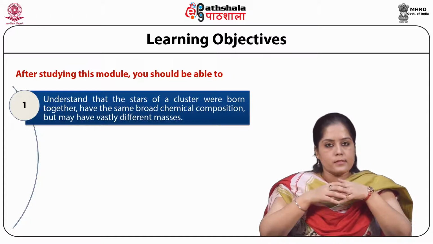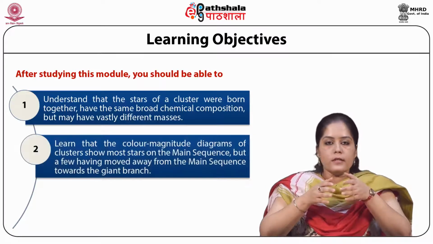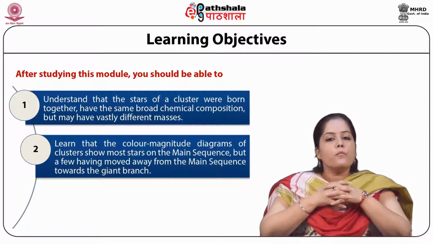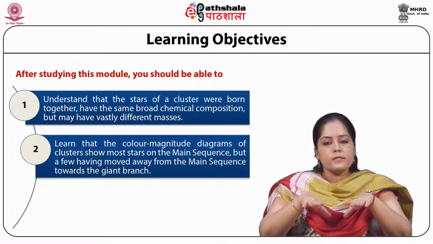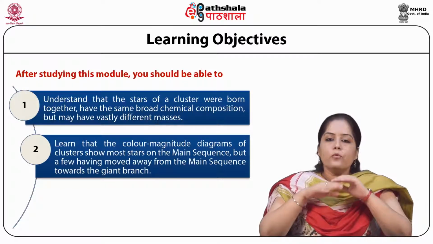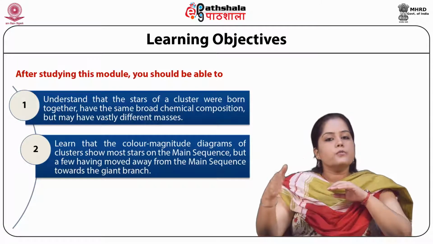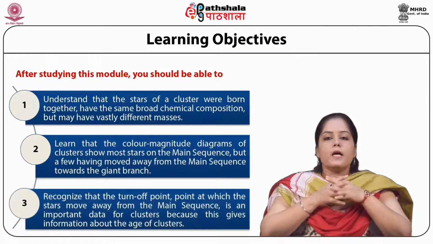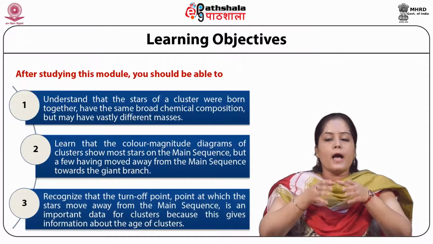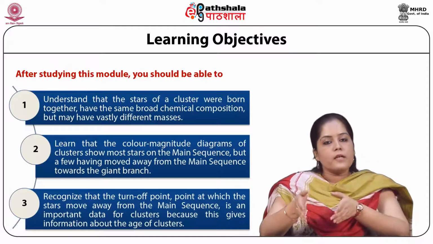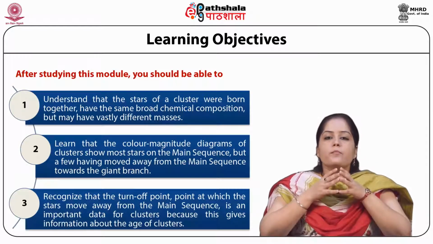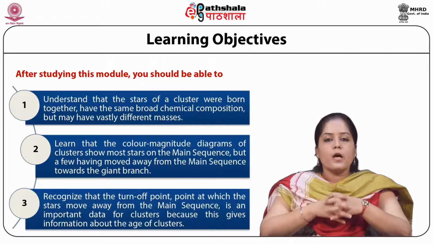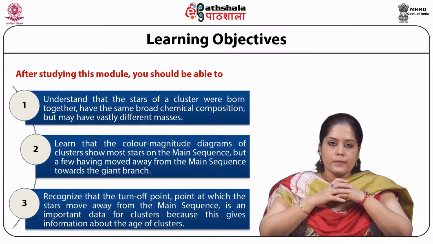vastly different masses. And you will be able to learn that the color magnitude diagrams of clusters show most stars on the main sequence, but a few having moved away from the main sequence toward the giant branch. You will be able to recognize that the turnoff point, the point at which the stars move away from the main sequence, is important data for clusters because it gives information about the age of clusters.